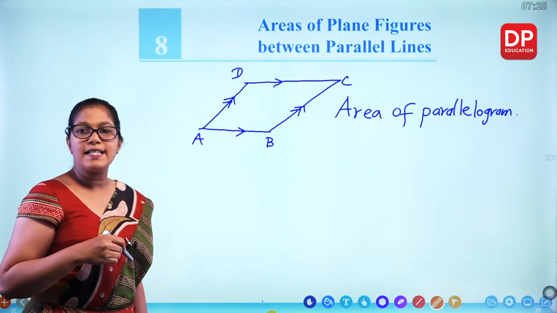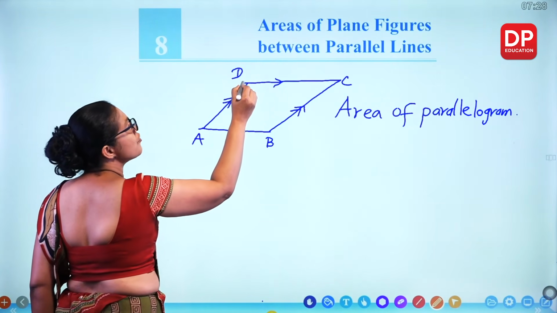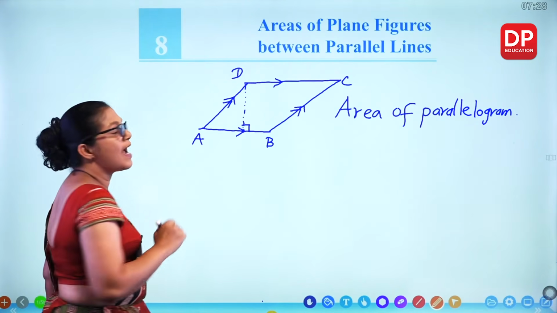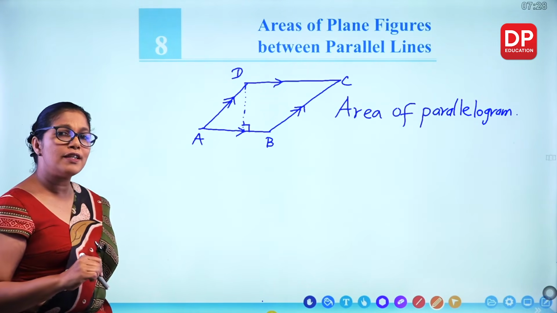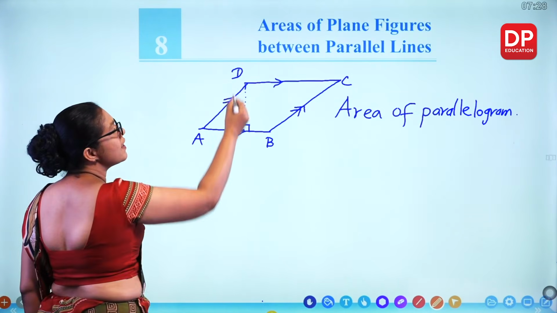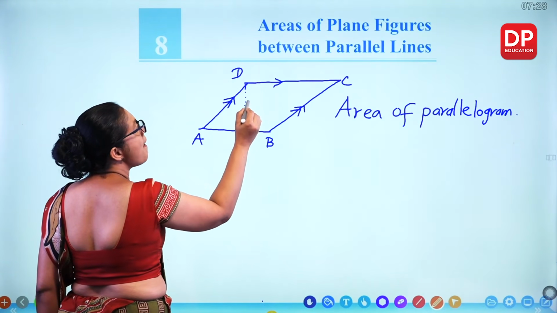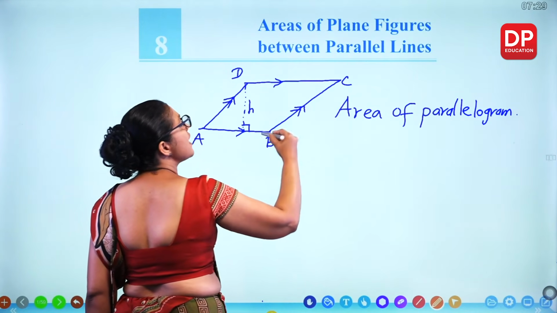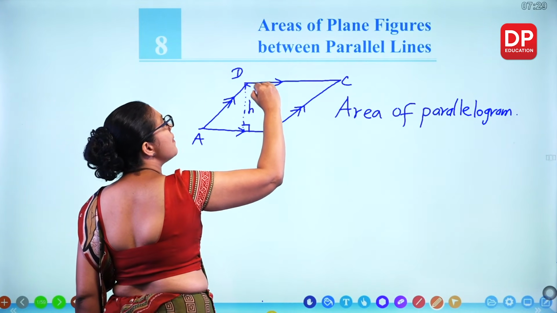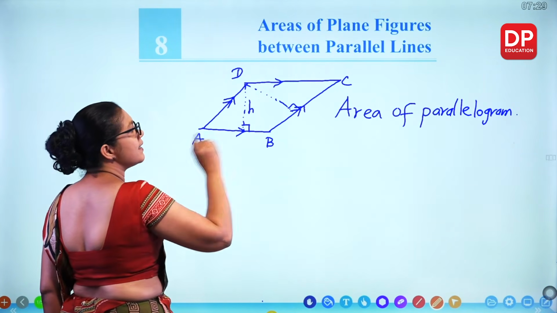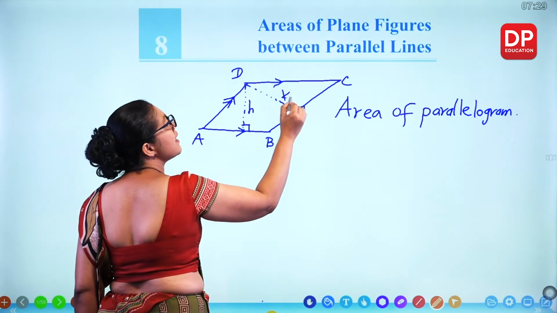When you take ABCD parallelogram, I'll draw this perpendicular line to this one. What do you call the perpendicular line? Altitude. Or we can take H as the perpendicular line. And also I'm taking another perpendicular line to this BC line. I'll label that as K.